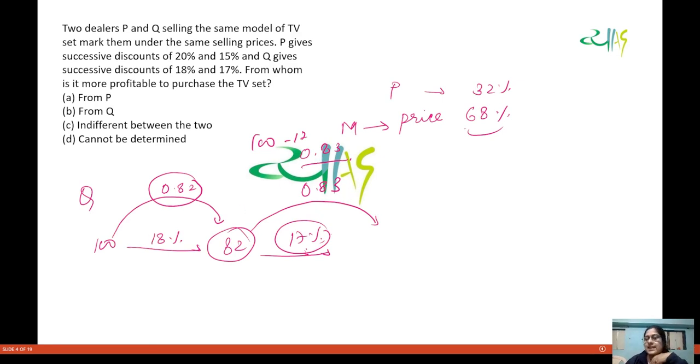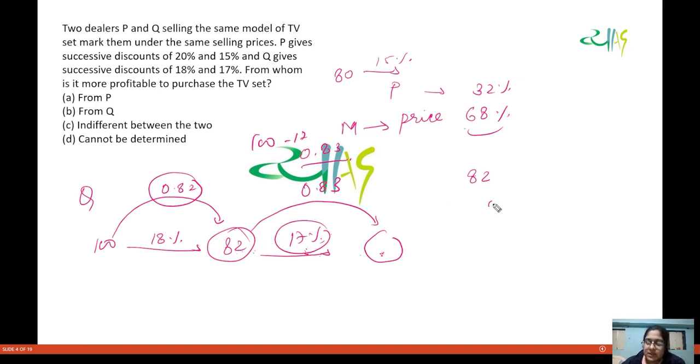Now, what is the 17% of this? So 82 ka 17% you have to find. There you had to find 80 ka 15%. Here you have to find 82 ka 17%. So whatever quantity will come here, that will be bigger than that one. So let us find 17% of 82.